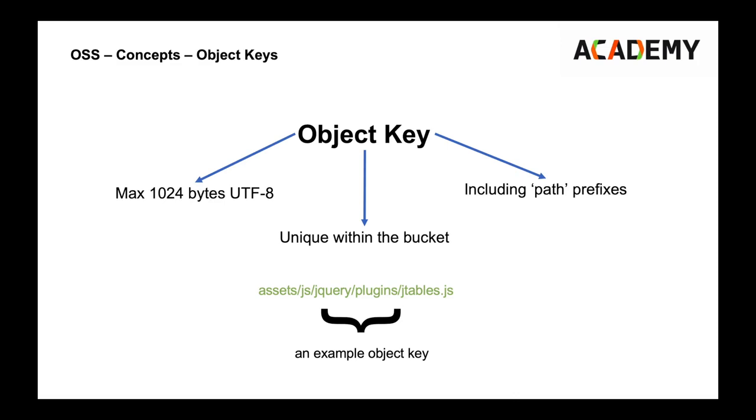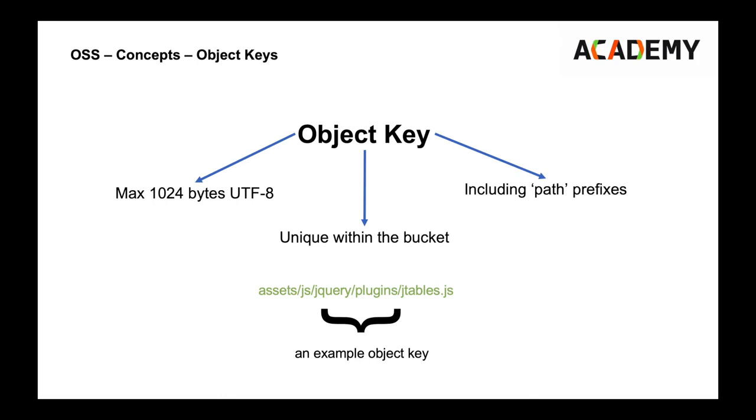Object keys can contain a path prefix. Because Object Storage Service does not have a concept of a directory, what you can do instead is simulate having nested directories by adding path prefixes to your bucket. So you can see there's an example at the bottom of the slide here in green. This is an object that has had some directory path prefixes added to the beginning of the name.